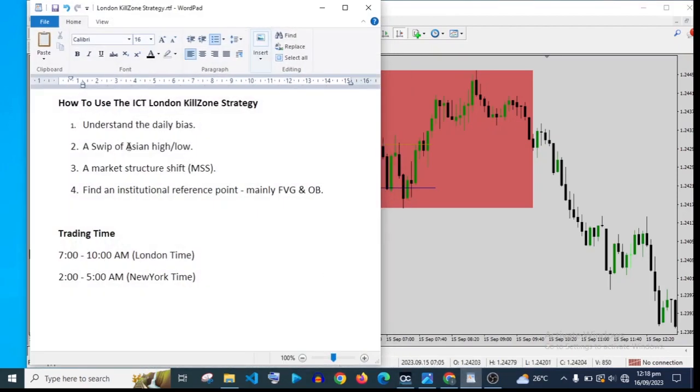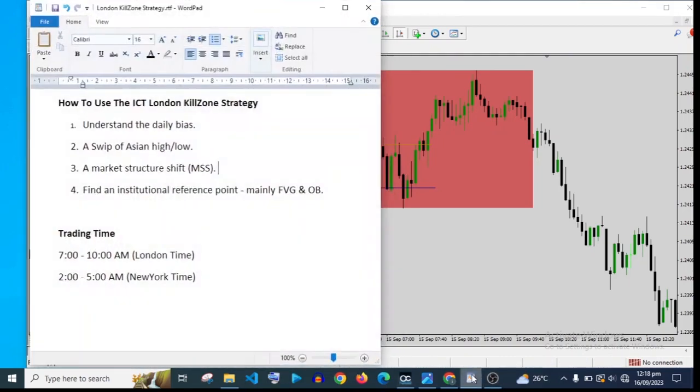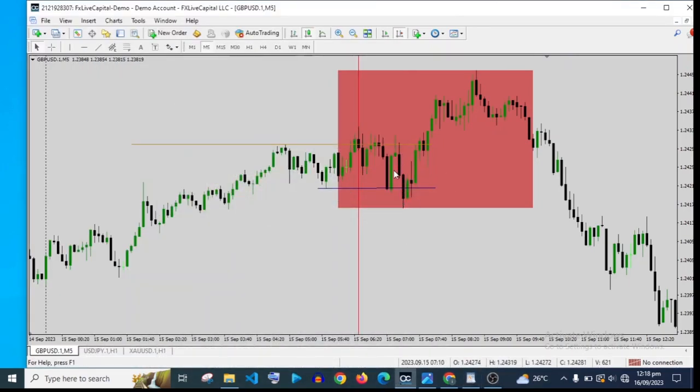So we move and start looking for number 4, which is to find an institutional reference point. So we find it above the level that caused the market structure shift. I should have highlighted it, but take note, you find your number 4 above the level that broke it. So you don't, after seeing the market structure shift, start looking for the institutional reference points below, like after it. No, you go back to that movement that broke it, that gave you that market structure shift, is the area you start looking for that.